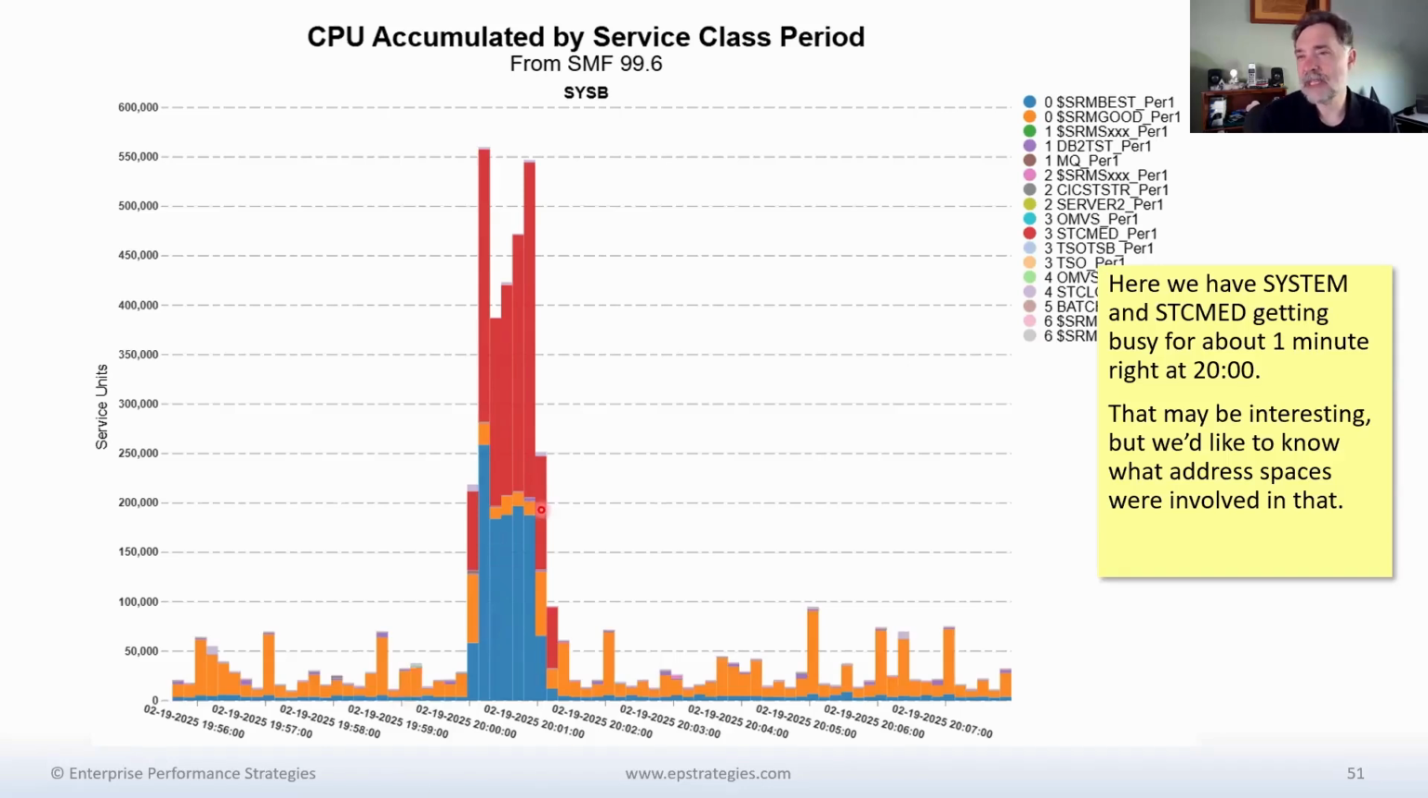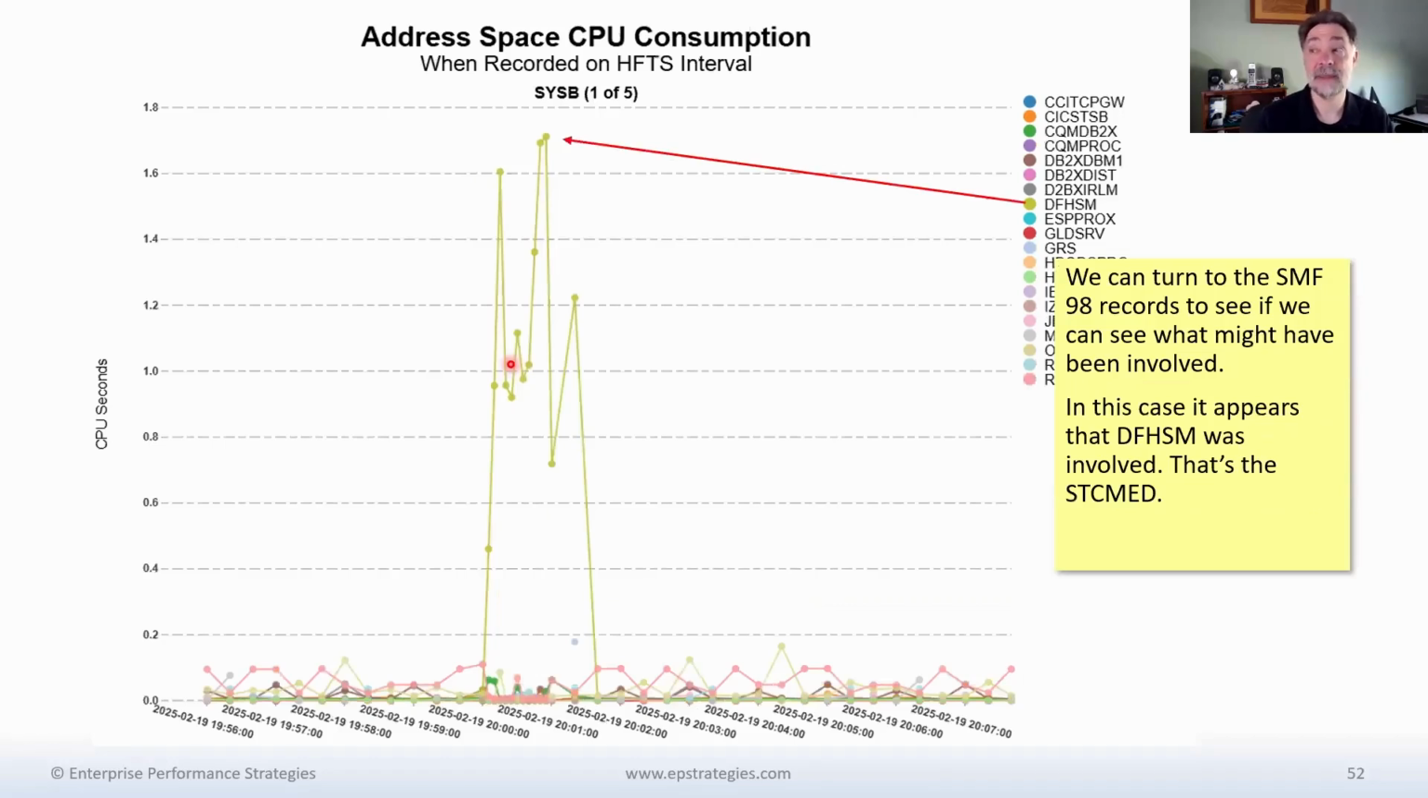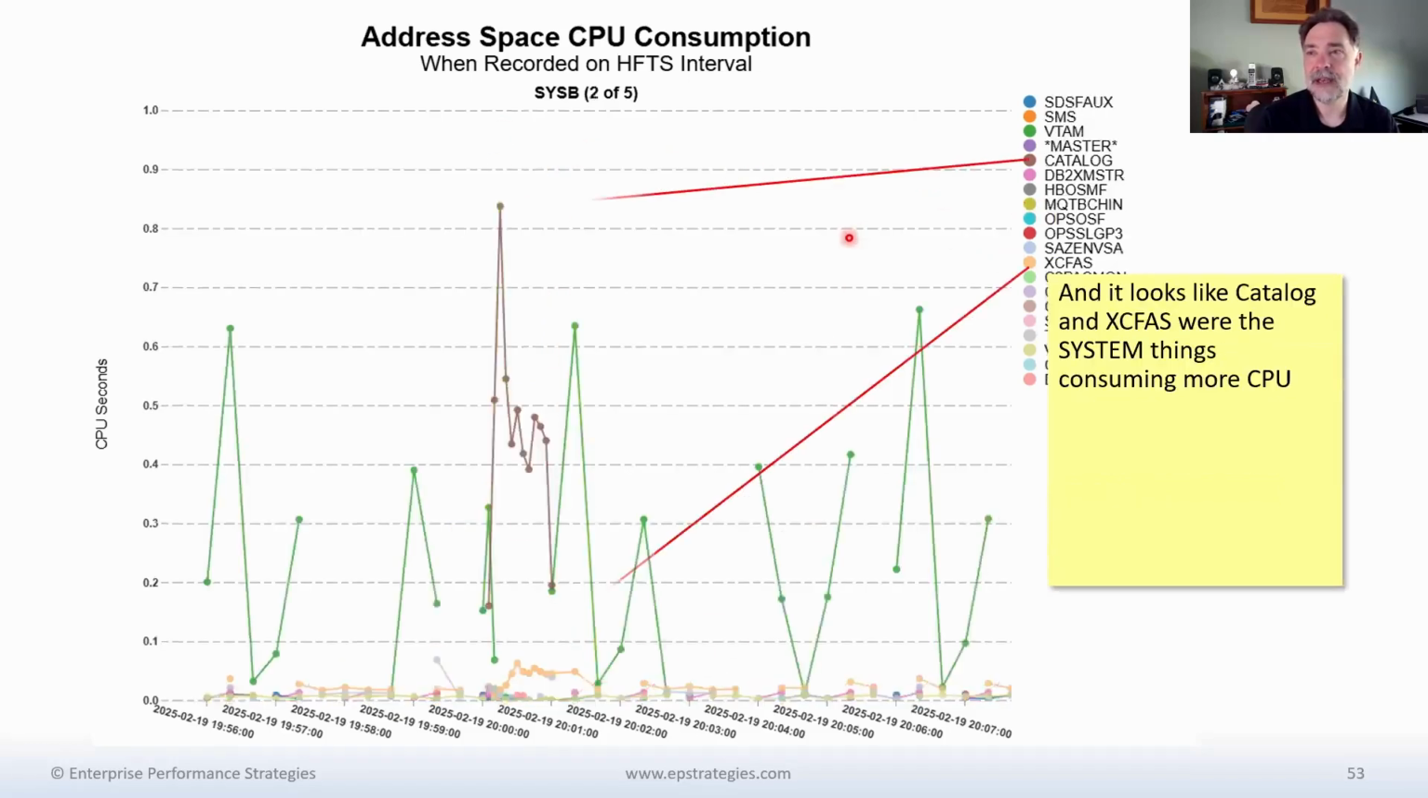Now, that may be interesting, and maybe we'd like to know what address spaces are involved, because there's a bunch of things in STC medium, there's a bunch of things in system. It'd be really cool if we knew why this was occurring, right? Well, if you've turned on the SMF98 records, then we can in fact see what might have been involved. And in fact, the big number here that looks much larger than the other ones is HSM.